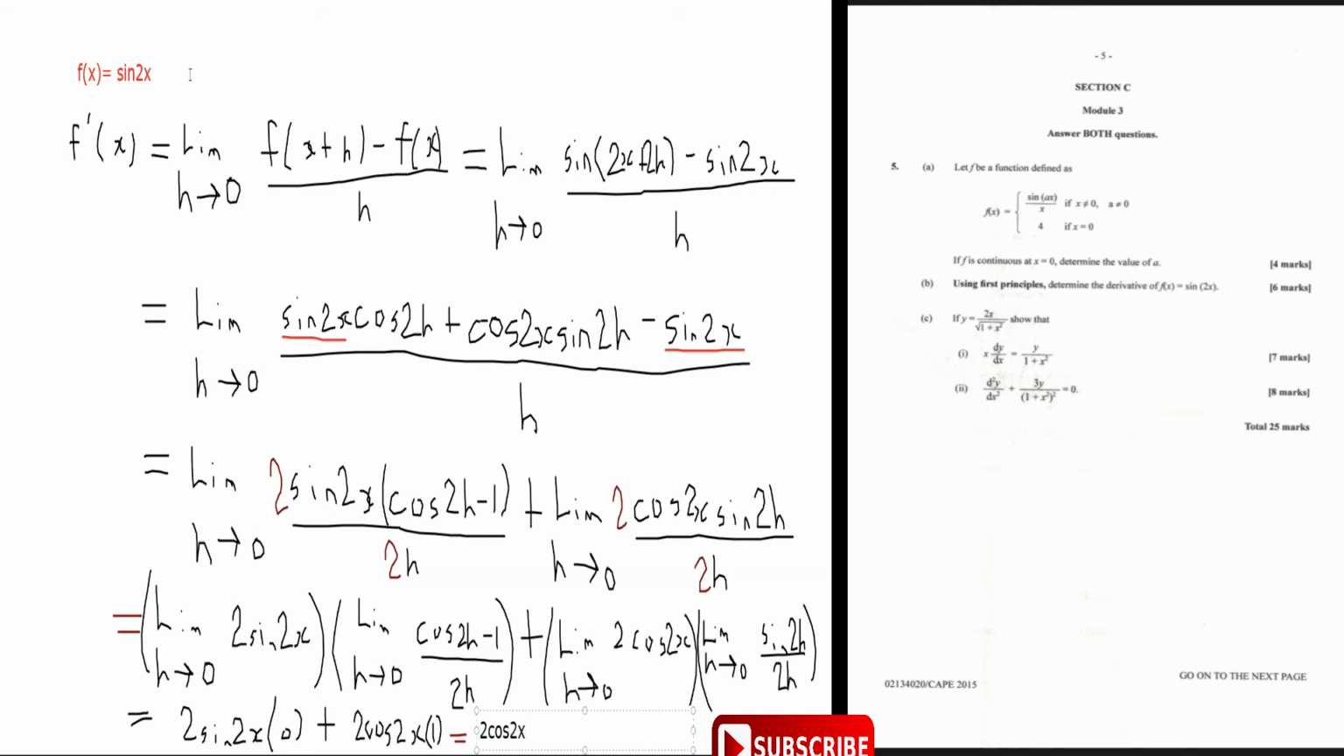Nice. So we can put it up here. That is f prime of x is equal to 2 cos 2x. Nice and easy. Now let's move on to part C.